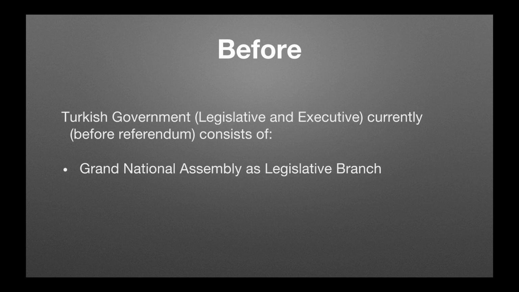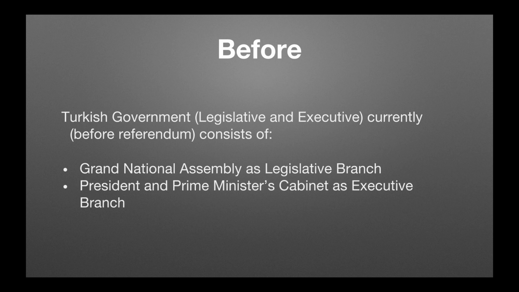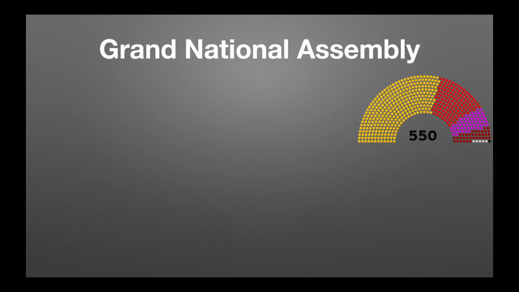As of now, that is before the referendum, the Turkish government looks something like this. The legislative branch is made up of the Grand National Assembly, and the executive branch is made up of the prime minister's cabinet and the president. Let us go into a little more detail about the assembly.